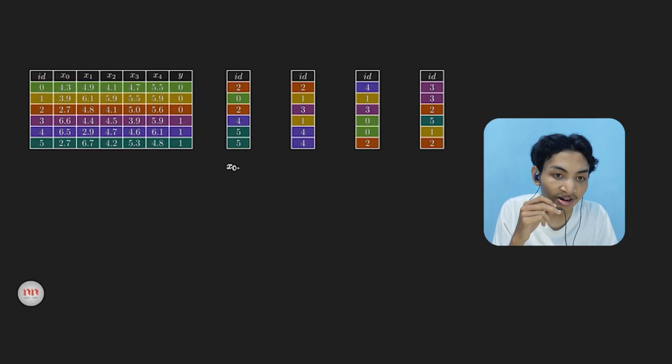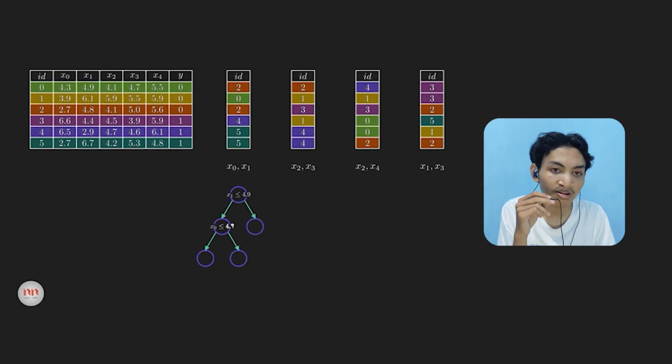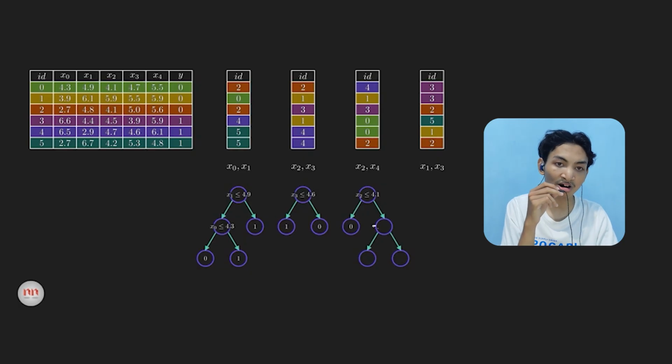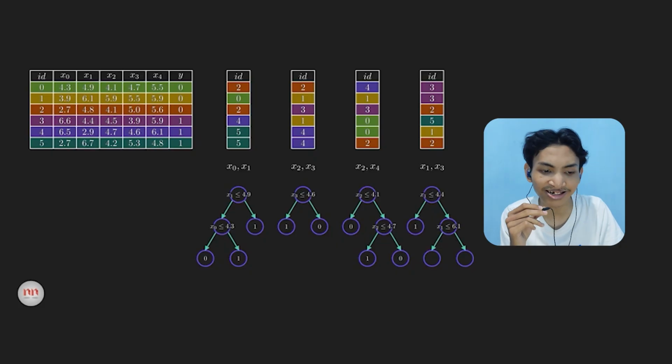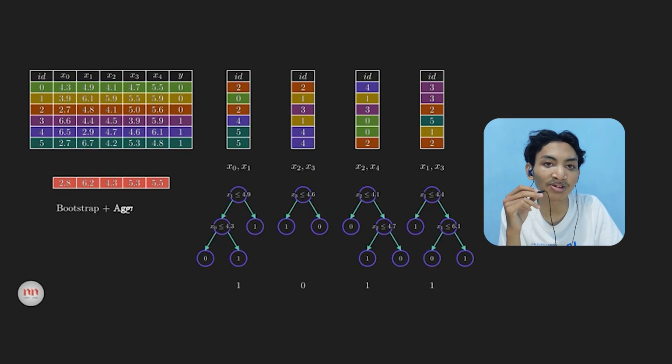This randomness makes the model more robust. Instead of relying on one potentially unstable tree, we average many trees, which reduces variance and improves generalization. Some important parameters in random forest include n_estimators, which is the number of trees, max_depth, which is how deep each tree can go, and min_samples_split, which is the minimum samples required to split. Increasing the number of trees generally improves stability, but also increases the computation time.